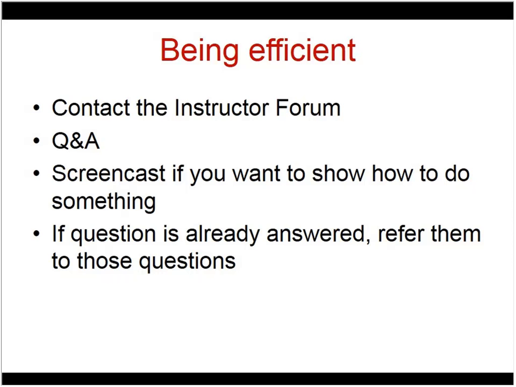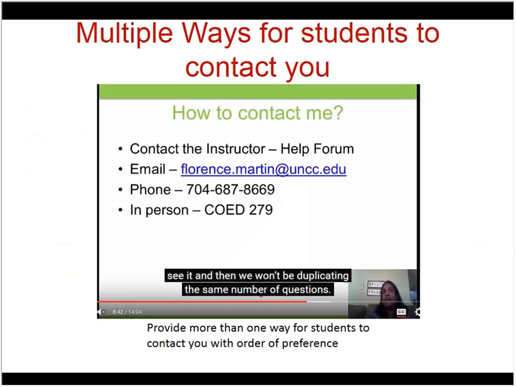And here is what I do. This is a slide out of my course orientation, where I tell them how to contact me. The first way they contact me is through the Contact the Instructor Forum, if it's general. The second is, if it's something specific to them or personal in nature, they email me. If that doesn't work and they need to talk to me, they can call me. And finally, they can contact me in person.